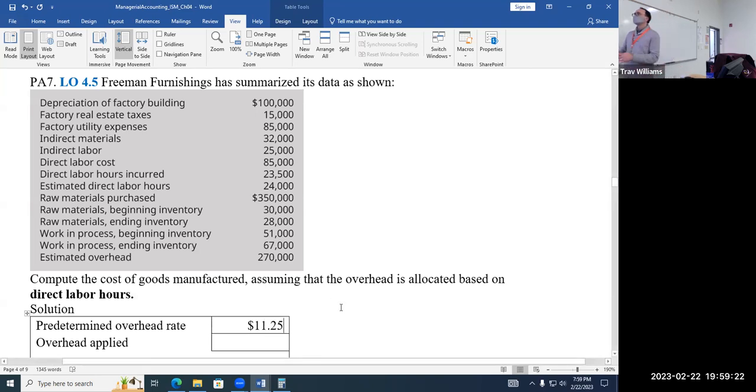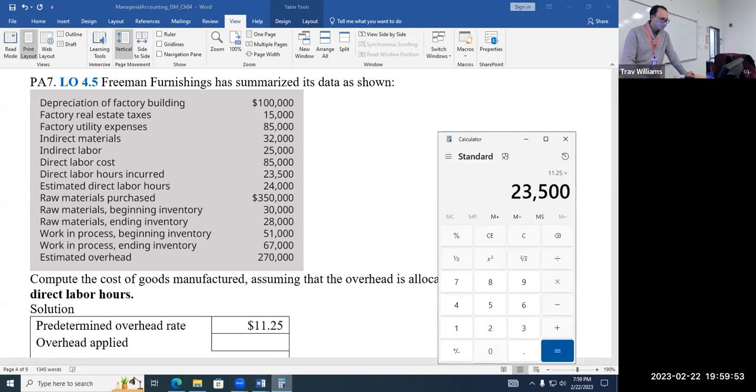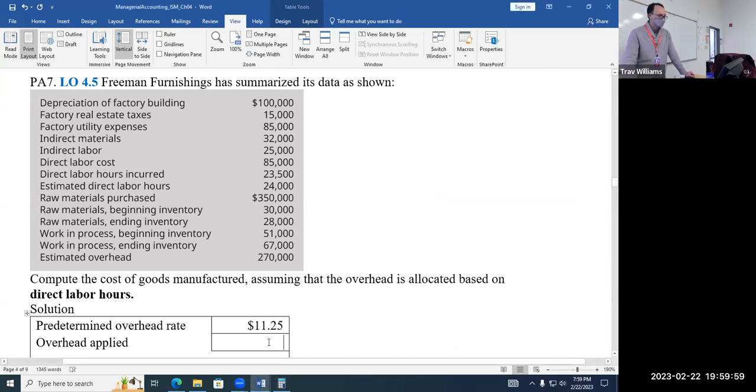Then, as the year progresses and we actually have direct labor hours, we multiply by the overhead allocation rate. So how much would we have applied in overhead for the entire year? We take this rate and we multiply it by the actual direct labor hours, which is the 23,500. So we would have actually applied $264,375 of overhead.